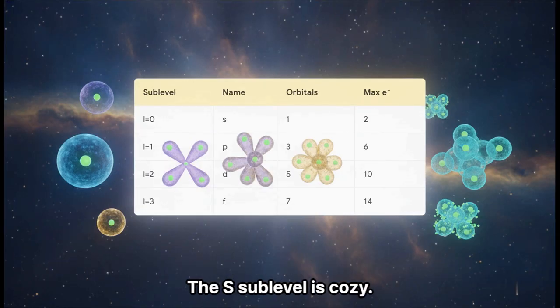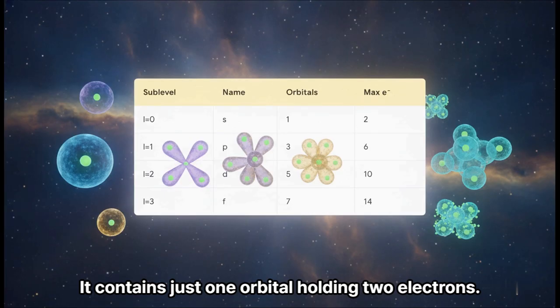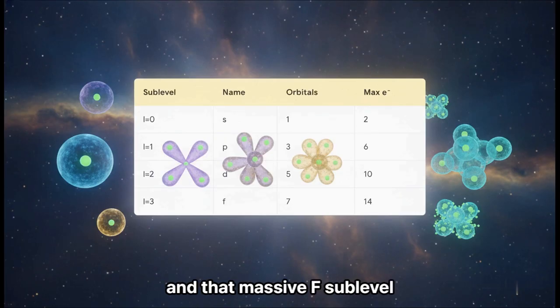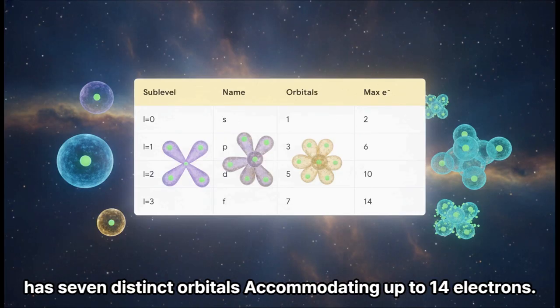The S sublevel is cozy. It contains just one orbital holding 2 electrons. The P sublevel has 3 orbitals holding up to 6. The D holds up to 10, and that massive F sublevel has 7 distinct orbitals, accommodating up to 14 electrons.